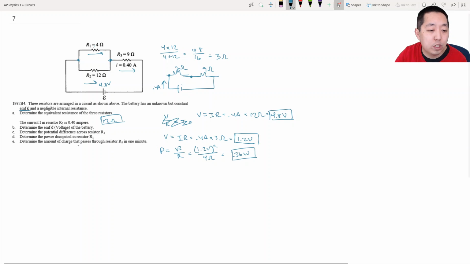And then determine the amount of charge that passes through the resistor R3 in 1 minute. Okay, the current is defined as the change in charge over time, however long that passes through. So if I want the amount of charge that passes through, I just need to do the current times the time. The current is 0.4 amps. The units of time we want in seconds, so 1 minute is really 60 seconds. And so that's 24, and the units of charge are coulombs.